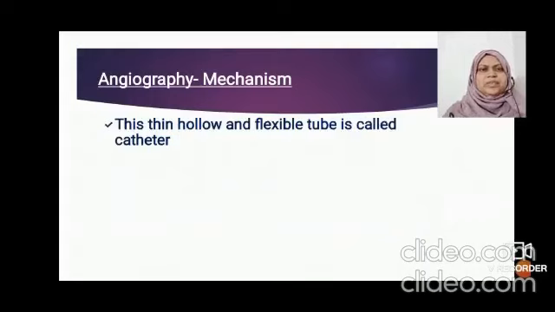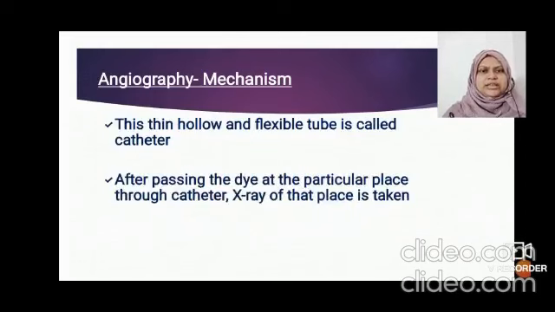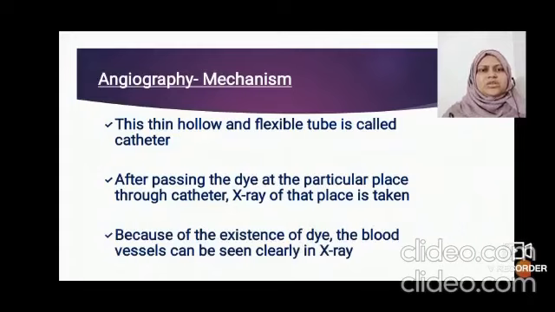This thin, hollow and flexible tube is called catheter. After passing the dye at the particular place through catheter, X-ray of that place is taken. Because of the existence of dye, the blood vessels can be seen clearly in X-ray.